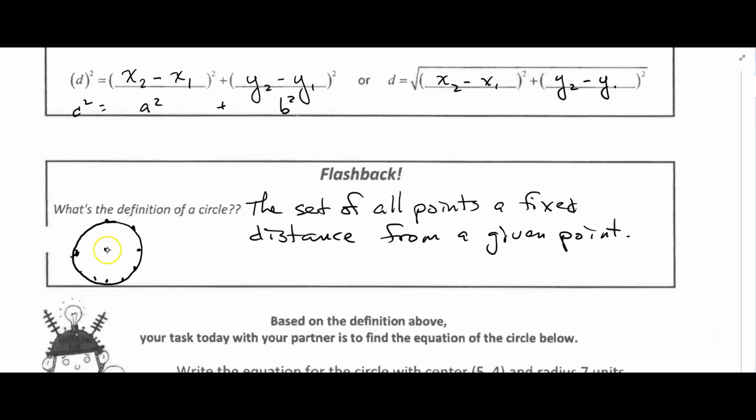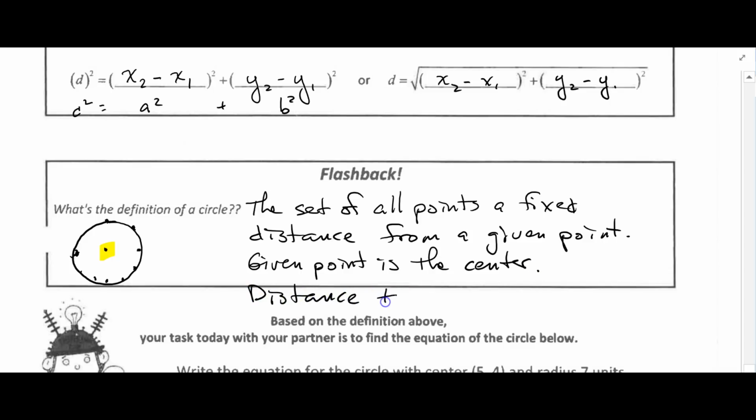That would be this given point here. We call that the center. The given point is the center. The distance to the circle is the radius. So I could draw on a radius here. Anywhere from this point to the circle would be a radius, and typically we use the variable r.